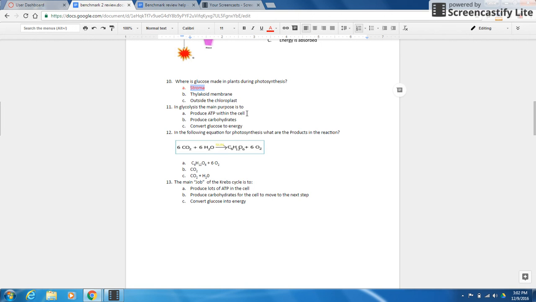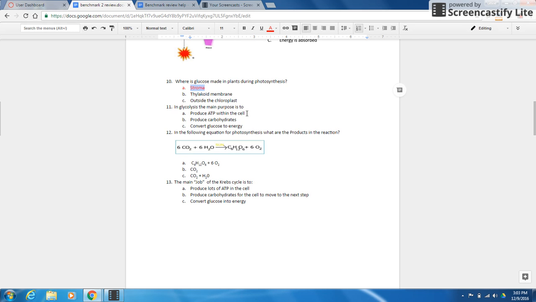So the main purpose is to just kind of move that on, not to produce ATP, not to produce energy, because that would be the same thing, convert glucose to energy. And it does, but not enough for it to count. All it does is need to send our glucose that we put into glycolysis and shove it over into carbohydrates.